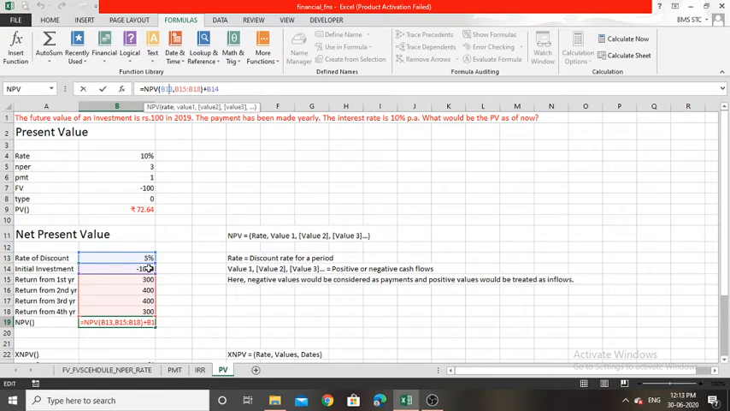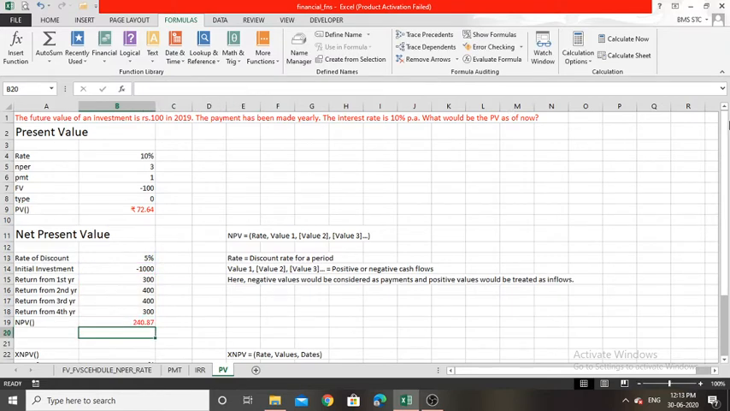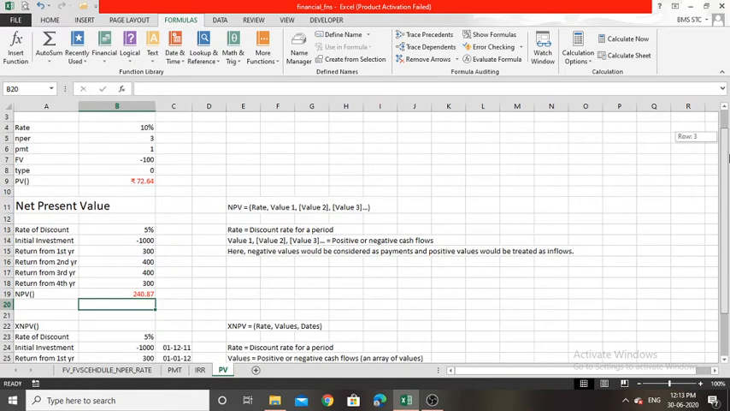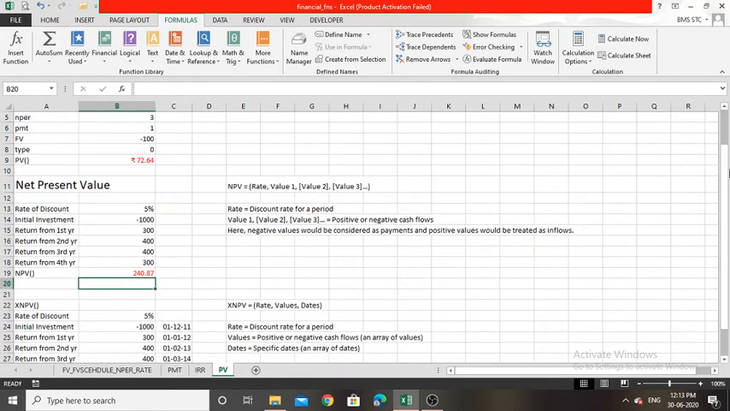Okay, since the first value 1000 denotes an outflow and the remaining denotes a positive inflow, this comes to a group and this comes to another group. That's why we clustered it in a single group, like B15 to B18, as the first group. Then we added the cash flow, like B40. Okay, so then I press enter. We got the net present value as 240.87.